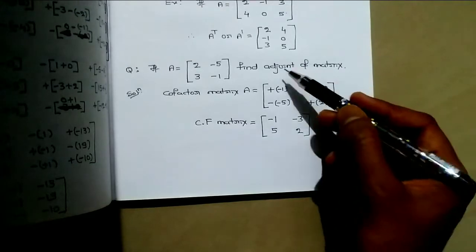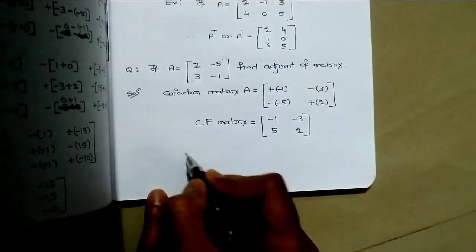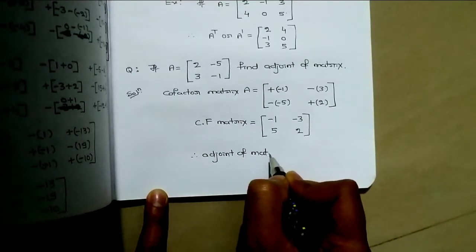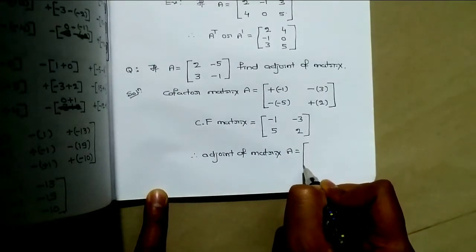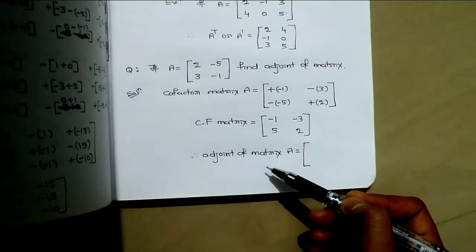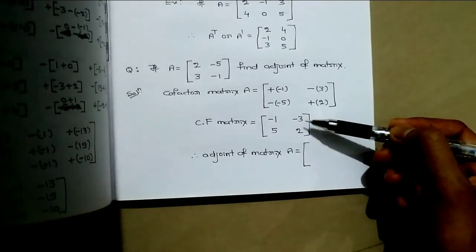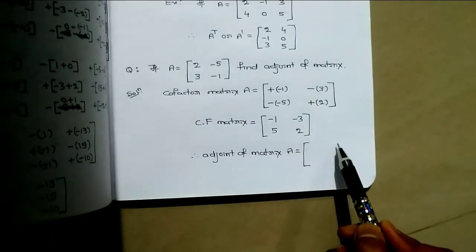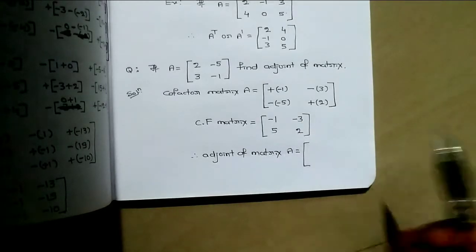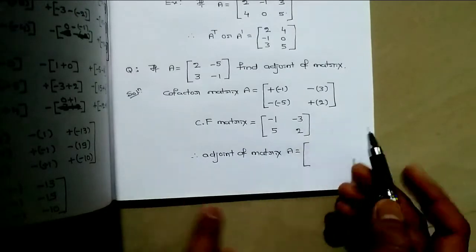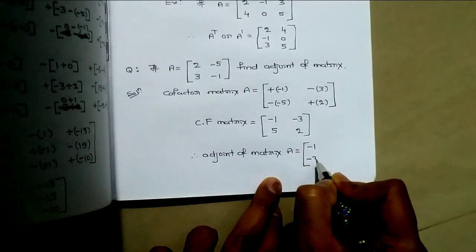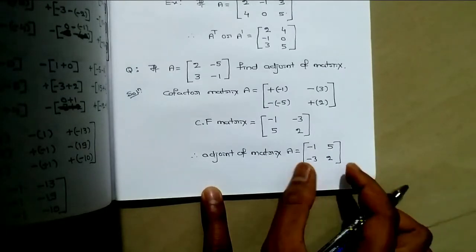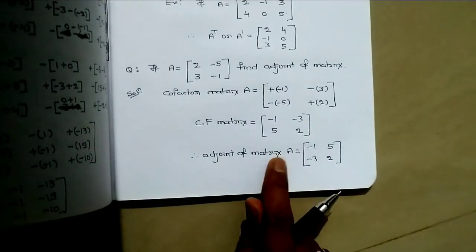Next, what to do? We need to find out the adjoint of matrix A. Therefore, adjoint of matrix A is equal to. To find the adjoint, we need to take the transpose of this cofactor matrix. Just now I told you, transpose means we need to interchange either rows in terms of columns, otherwise columns in terms of rows. Here the first row is minus 1, minus 3. I am going to write it as the first column, minus 1, minus 3. The second row is 5, 2. I am going to write it as the second column, 5 and 2. This matrix indicates the adjoint of a matrix. So this is the answer.